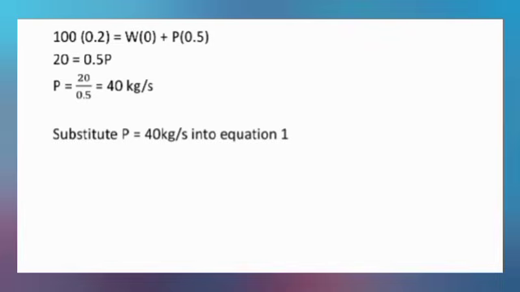So we are going to get 20 to be equal to 0.5 P, and hence we will have our P to be equal to 40 kilogram per second. So after getting our 40 kilogram per second to be equal to P, then we can boldly substitute this value into our equation 1, and then obtain our W to be equal to 60 kilogram per second.